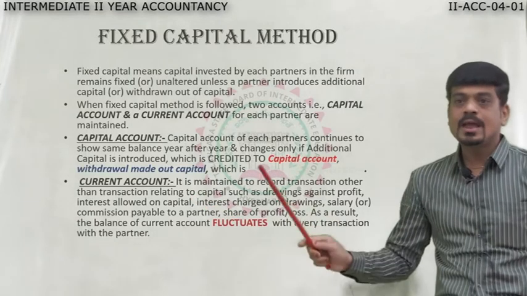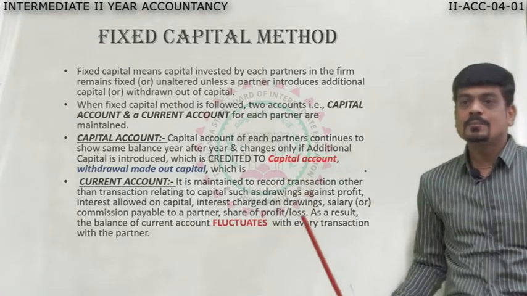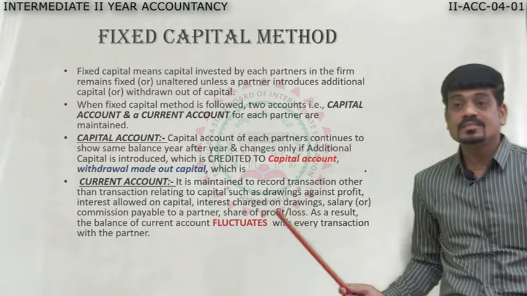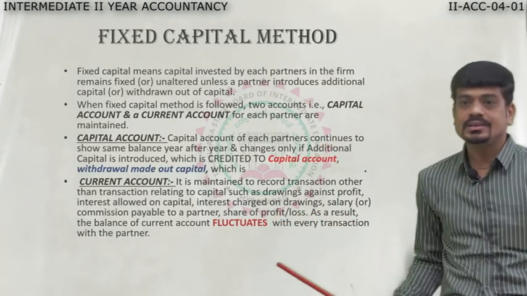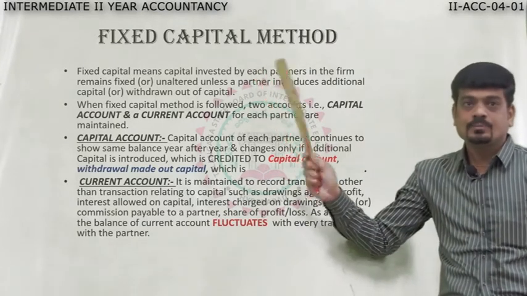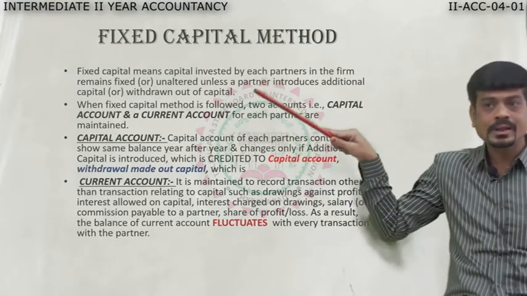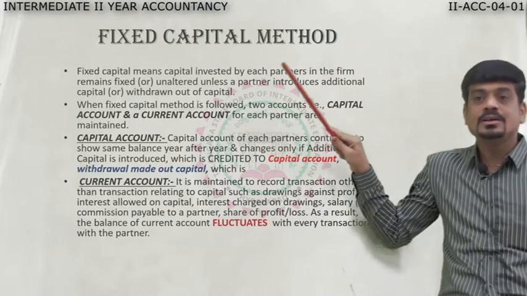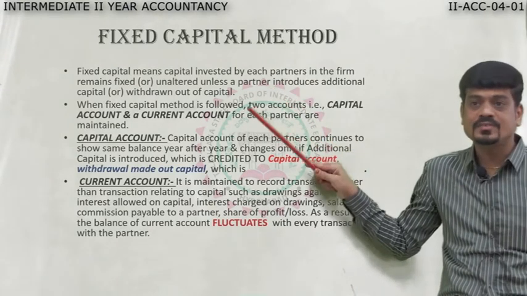And thereby what will happen? Year after year, the current account balance will start fluctuating. In the sense, it will start varying, increasing or decreasing. And that is called the fixed method of capital. So what is the fixed method of capital? It is a method of maintaining the capital where the amount of capital remains unaltered, or fixed.